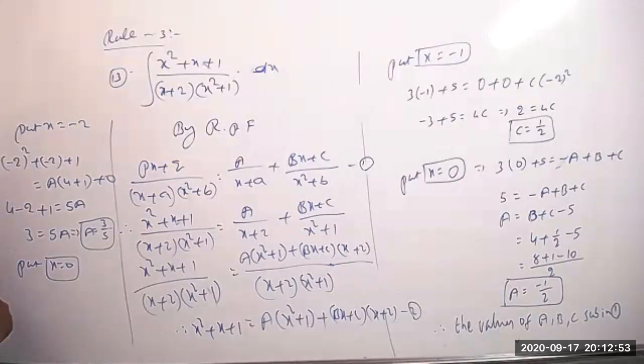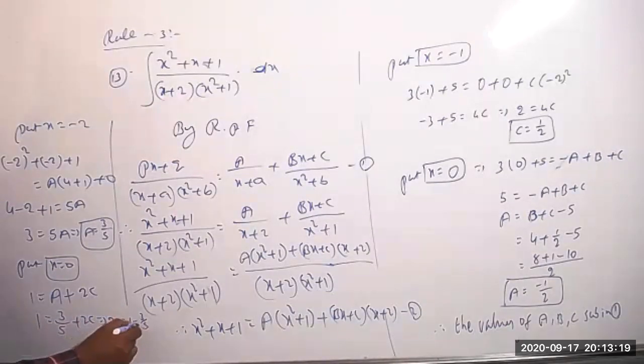Very good. The x equal to 0 means we are getting 1 equal to, the first term is only a, plus we'll get 2c. So 1 equal to the value of a, just now we got 3 by 5, plus 2c. So that implies the value of 2c is equal to 1 minus 3 by 5. Now take LCM here, 5. 5 minus 3 equal to 2. So the value of c equal to clearly 1 by 5.